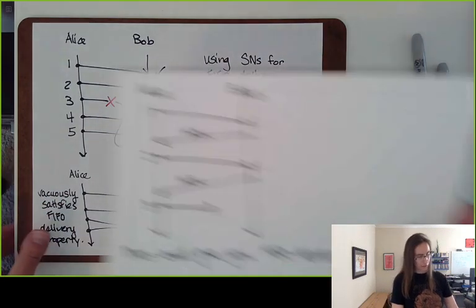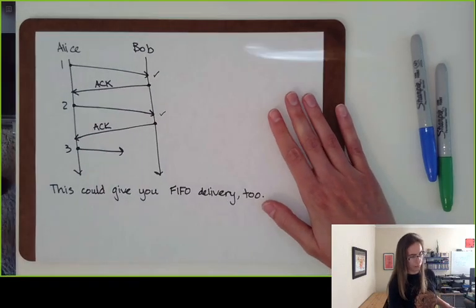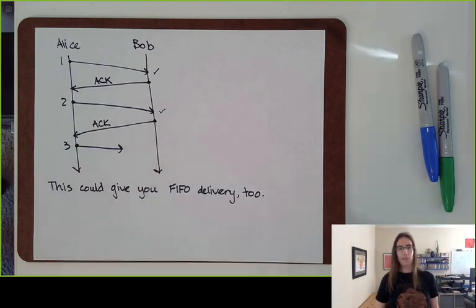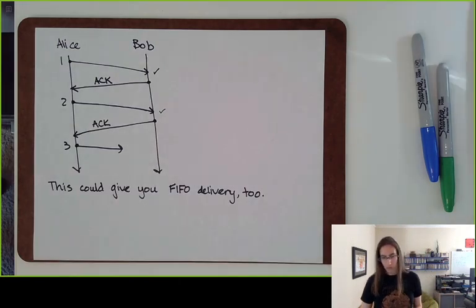So this approach of requiring an ack from Bob is nice in some ways because it eliminates the need to send along a sequence number, but it's also really slow. So it's not necessarily good if you have a lot of messages to send.